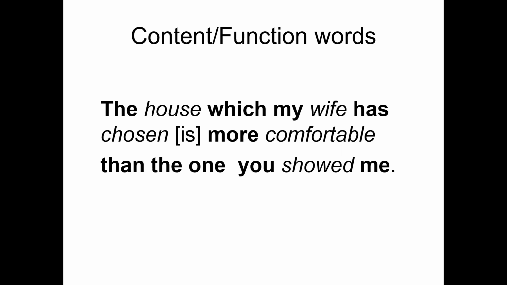So if you look at this sentence, the house which my wife has chosen is more comfortable than the one you showed me. In this sentence you have content words such as house, wife, choose, comfortable, like what, and showed. And you have function words which will just help you build the sentence, like the definite article here, or the relative pronoun, or the possessive determiner my, or the auxiliary verb has, and so on and so forth.